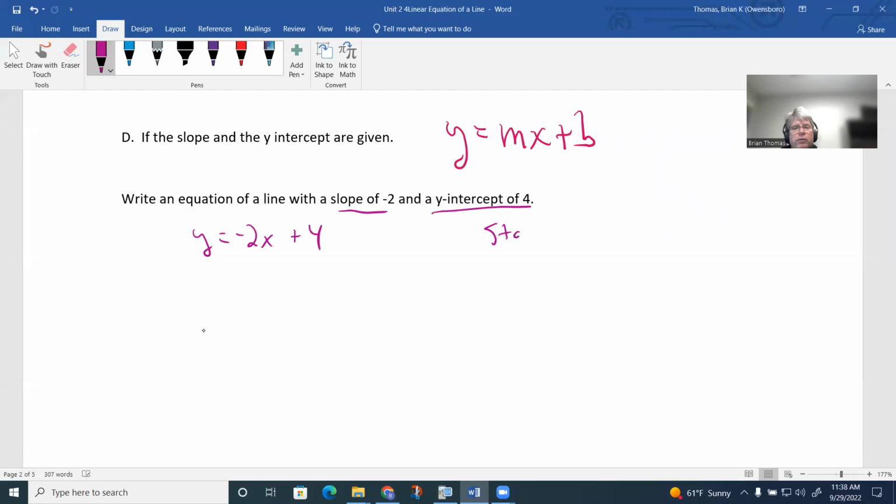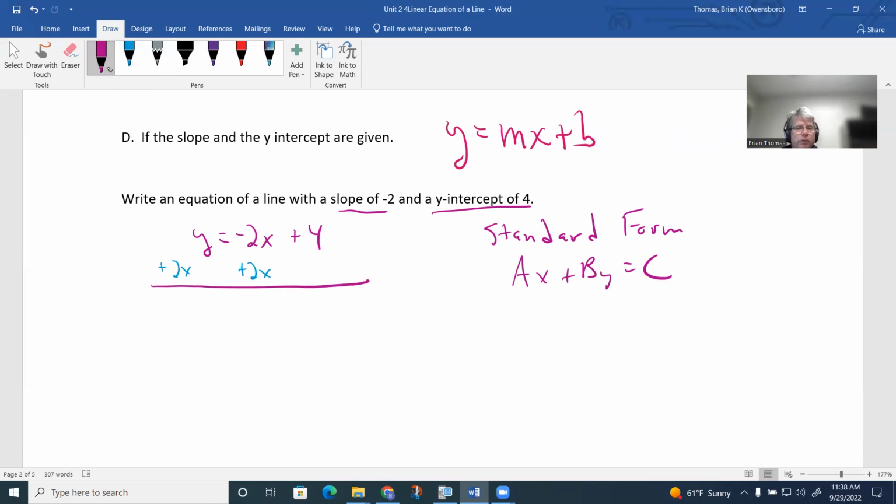Now, if I want to put this in standard form, I want to go one step further. That means I want to put it in ax plus by equals c. Again, I want to get the x and y on the same side. So if I add 2x on both sides, or if I just move it over to the other side, remember, if you move a term to the opposite side of the equation, it changes signs. So if it's -2x on this side of the equation and it moves to the other side, it's going to become a positive. So this becomes 2x plus y equals 4. And that would be in standard form. There aren't any fractions, and the coefficient of x is positive.